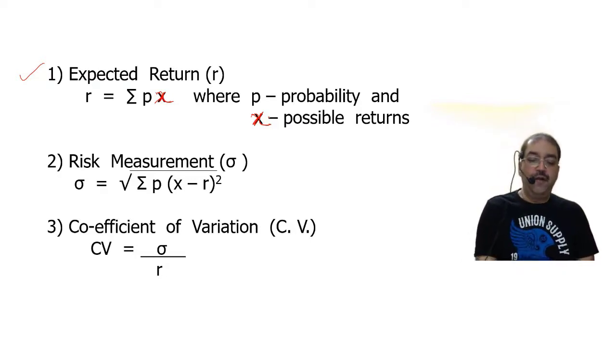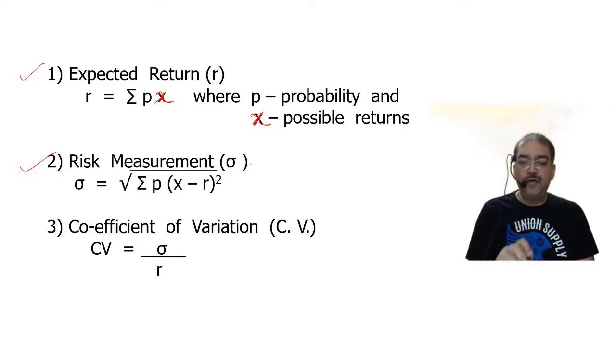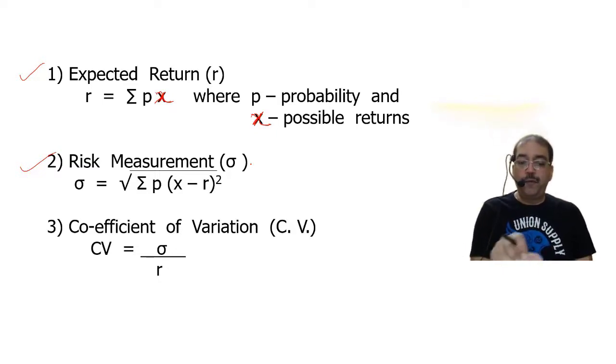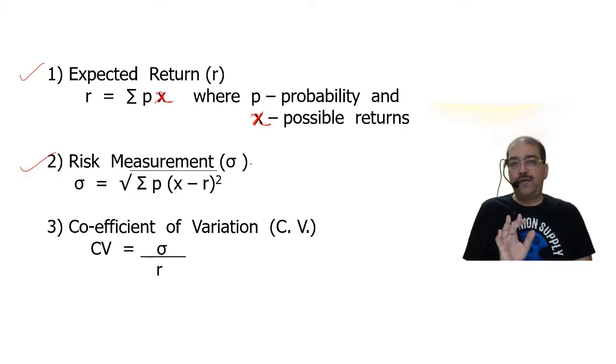Risk measurement is always standard deviation or variance. Standard deviation is the square root of summation of P into X minus R, the whole square. This we have also done. Now, to study these formulas, in this lecture I am discussing only the first part, the concepts and the formulas. In the second lecture I will follow up with problems based on these formulas. Or if not, I may continue in this lecture only.